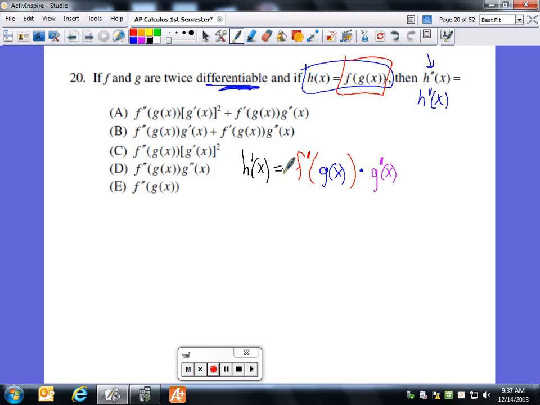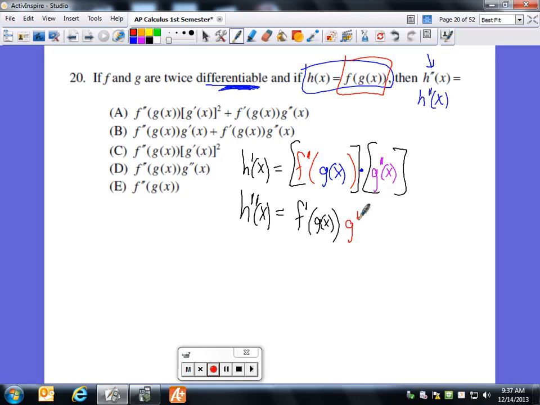But we want to find h double prime. So when I'm looking at h double prime, I need to look at my h prime of x and notice that there is a product rule going on. So it will be the first times the derivative of the second. So the derivative of g prime is g double prime of x. And it's going to be plus the second times the derivative of the first.